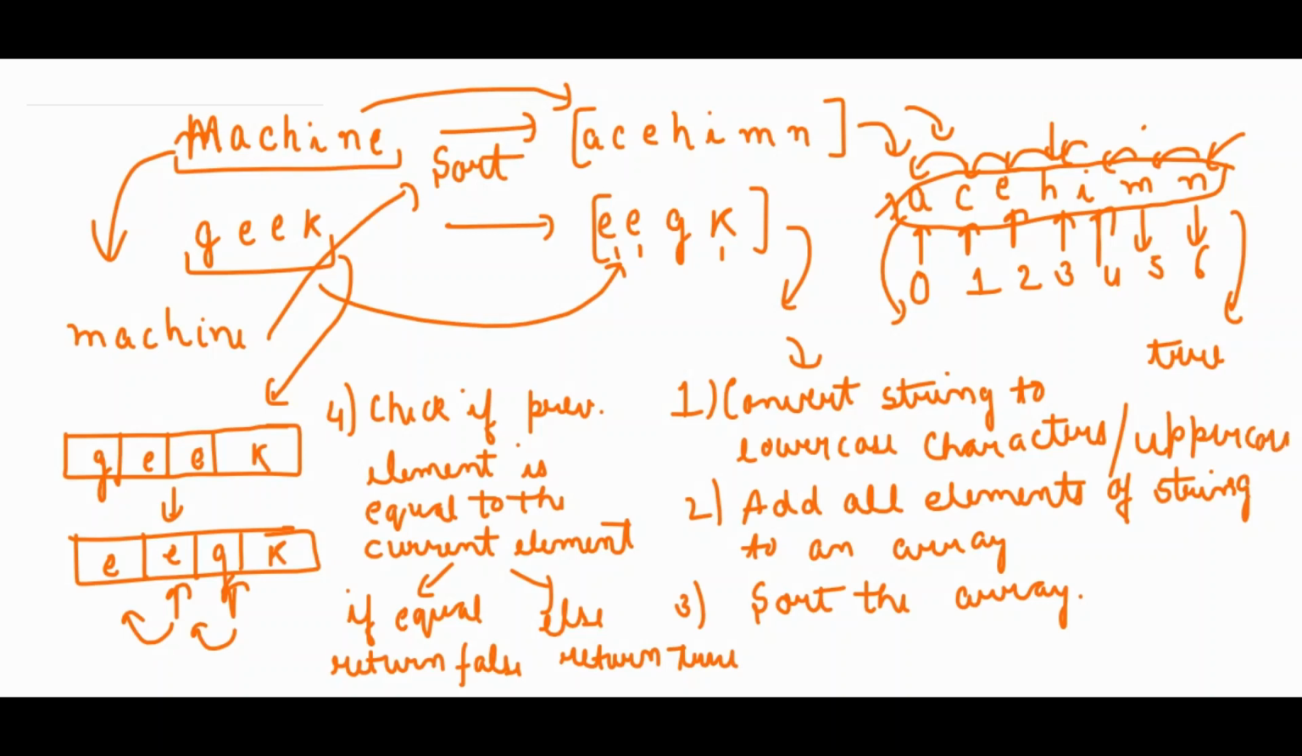Then add all the elements of the string to an array, like we did here. Then we have to sort the array like here. And then we have to see if the previous element is equal to the current element, as we have seen in both the examples, geek and machine.